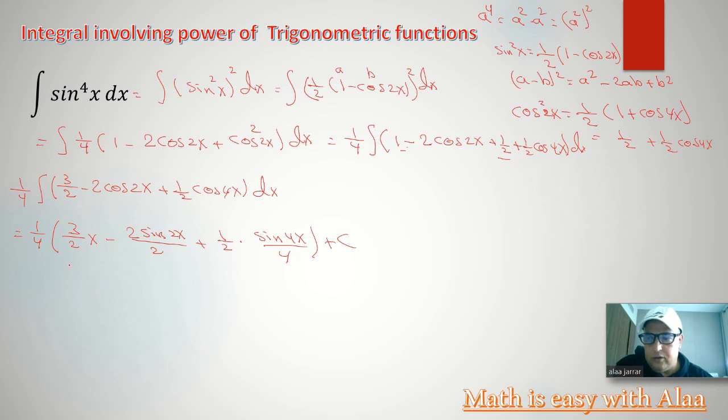Now 1 over 4 times 3 over 2 is 3 over 8 x, minus, simplifying 2 with 2, 1 over 4 sine 2x. Now 1 over 4 times 1 over 2 is 1 over 8, and 1 over 8 times 1 over 4 is 1 over 32 sine 4x, plus the constant c.